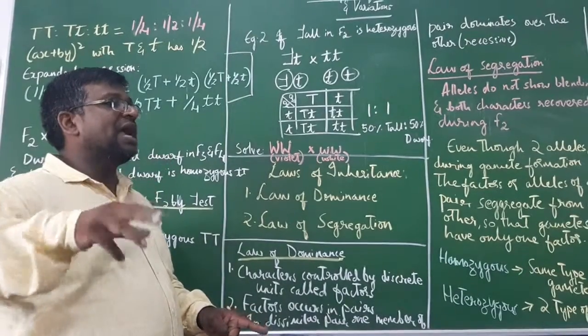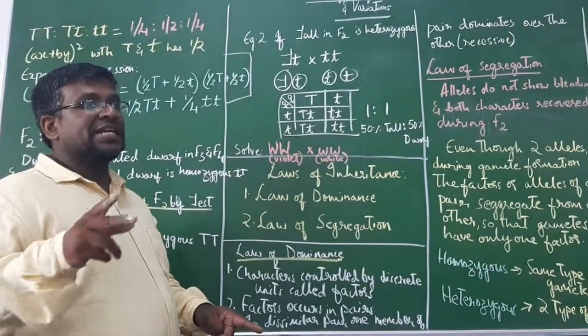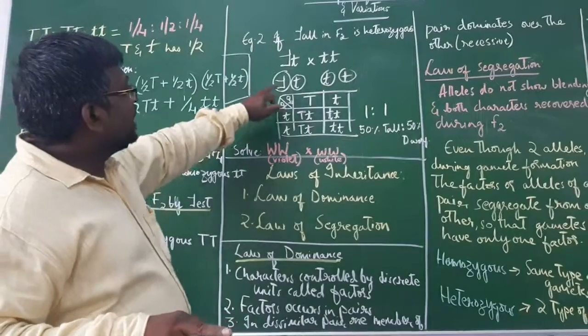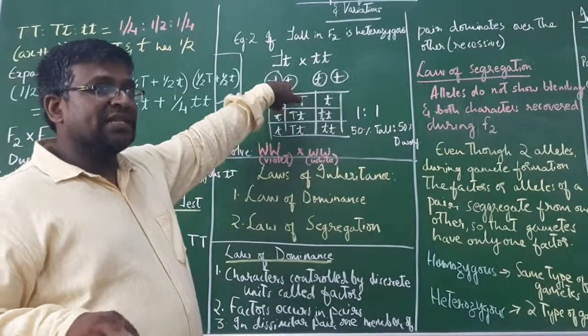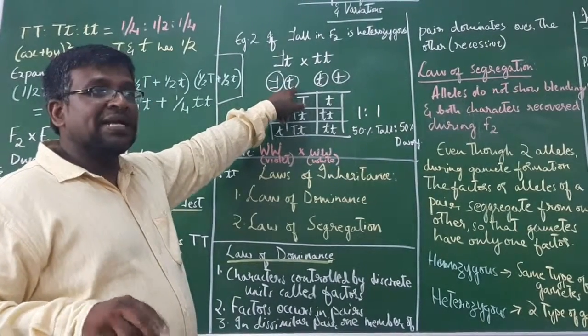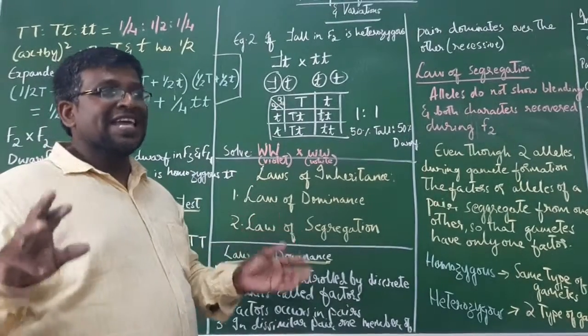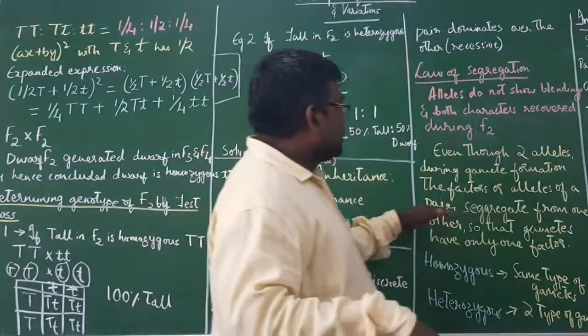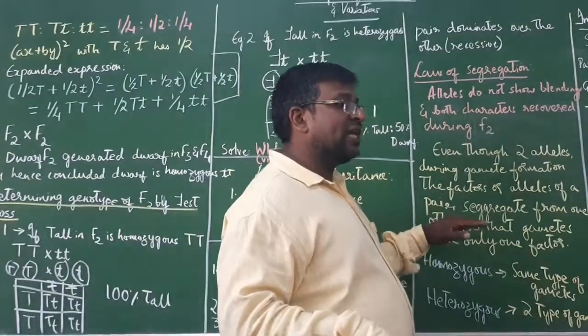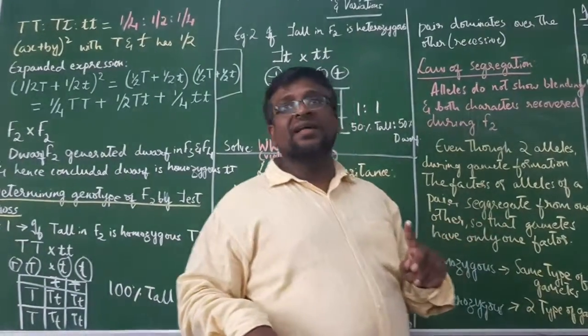A pair, they call it an allele. Contrasting alleles. Okay. So these gametes, all the circles I usually draw, they are separate, they divide equally. They segregate from one another so that gametes have only one factor.